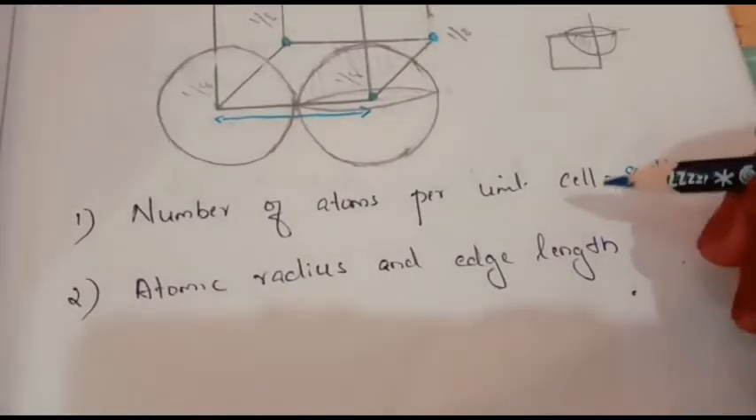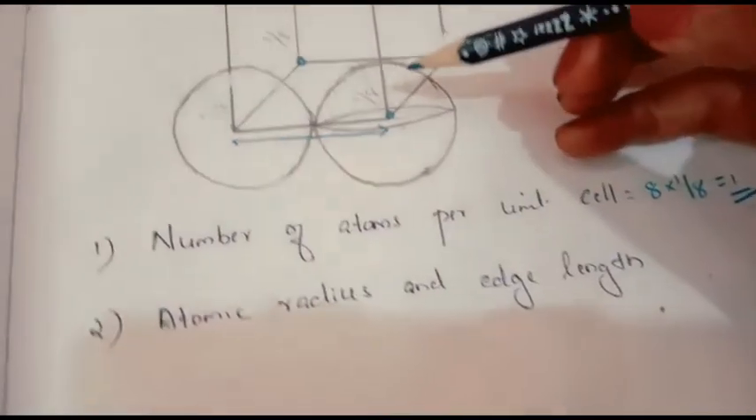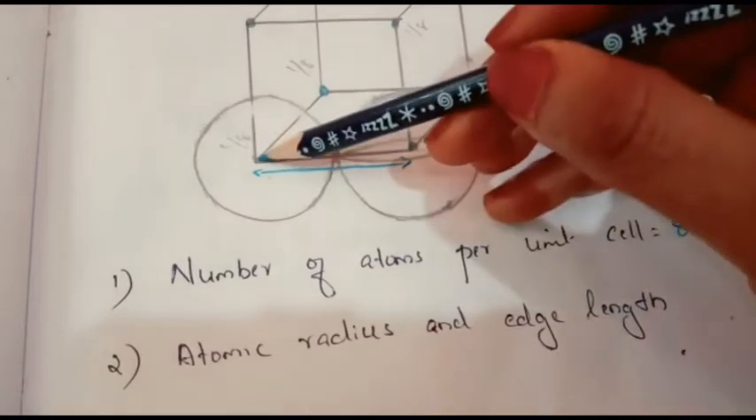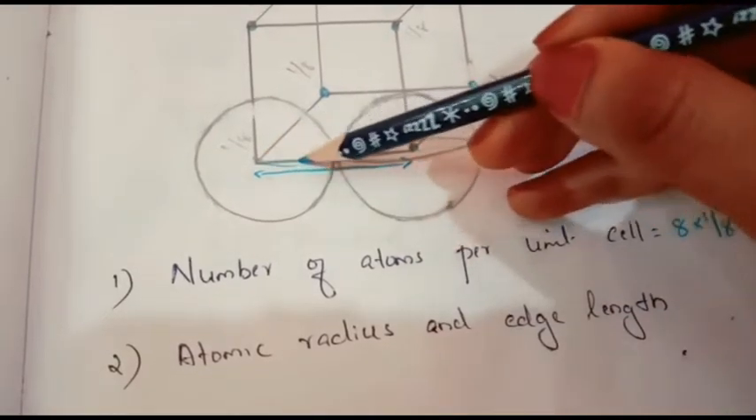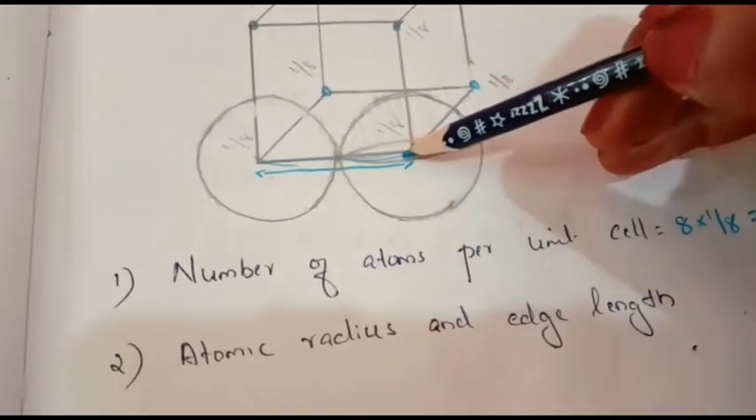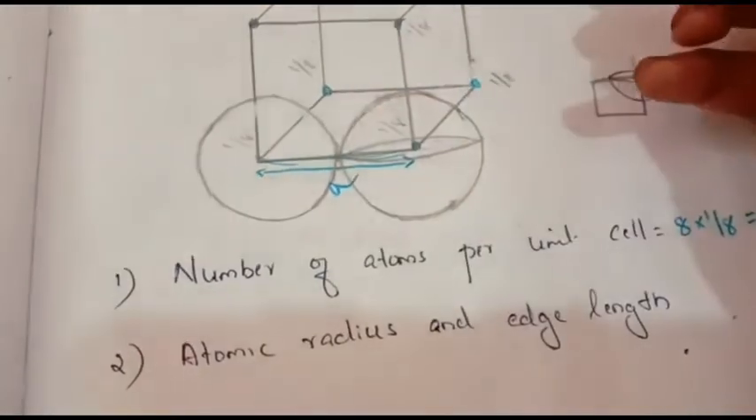Next is atomic radius and edge length. Here we know in this cube 2 atoms are given, 2 spherical atoms. Here this is the edge length of the cube. So edge length means this length between these 2 atoms. Here this is represented as A. This is the edge length.